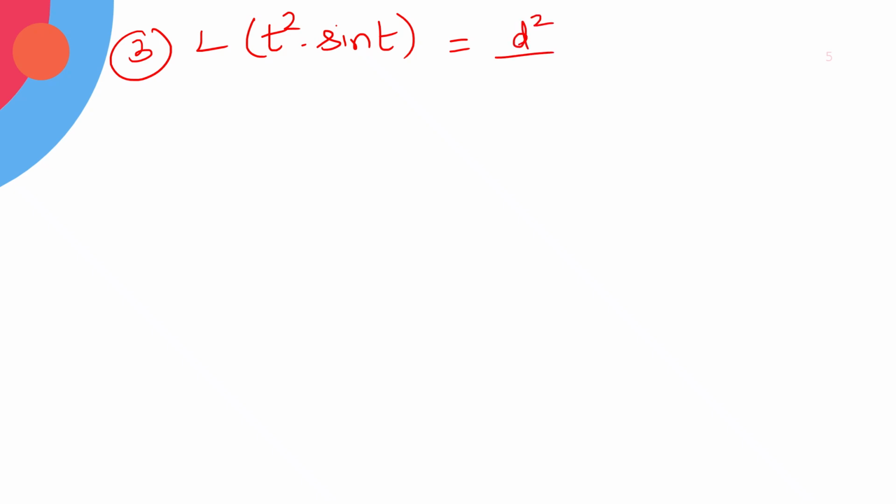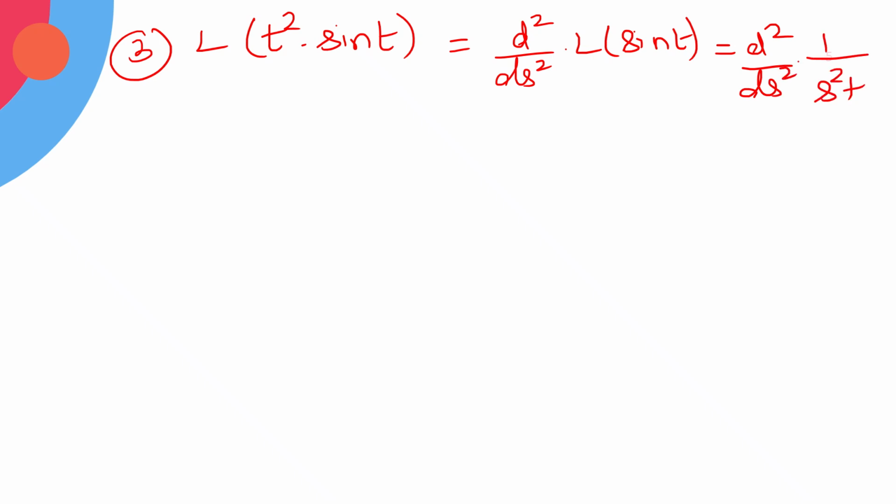Now let us go for one more problem. Let us go for finding what is L of t square into sin t. So here very clearly our given function is multiplied with t square. T square means we have to differentiate 2 times. So it is positive d square by ds square of L of sin t. We know what L of sin t is. It is d square by ds square into 1 divided by s square plus 1.